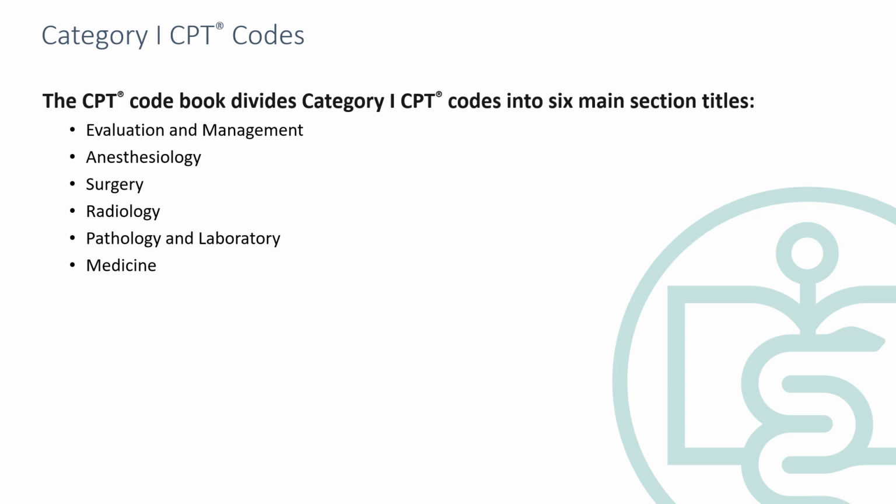Category 1 CPT codes are 5-digit numerical codes such as 1, 2, 3, 4, 5. These are the codes that coders are commonly familiar with for reporting medical visits, services, tests, and procedures provided by physicians and other qualified healthcare professionals to patients. The codes are reviewed and updated annually by the AMA.